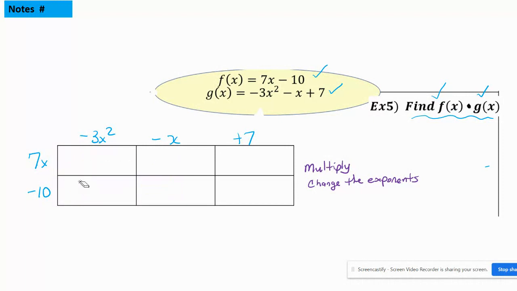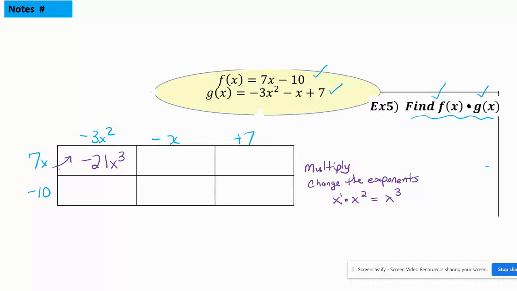So let's get started. 7x times negative 3x, so 7 times negative 3 is negative 21. X times x squared is x cubed. You have to change the exponent, right? So x times x squared is x3 because there's a hidden 1 there, okay?